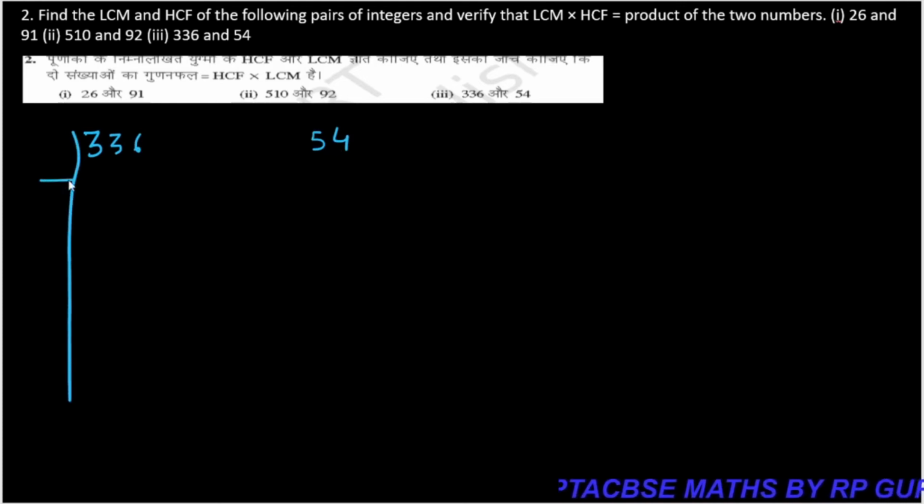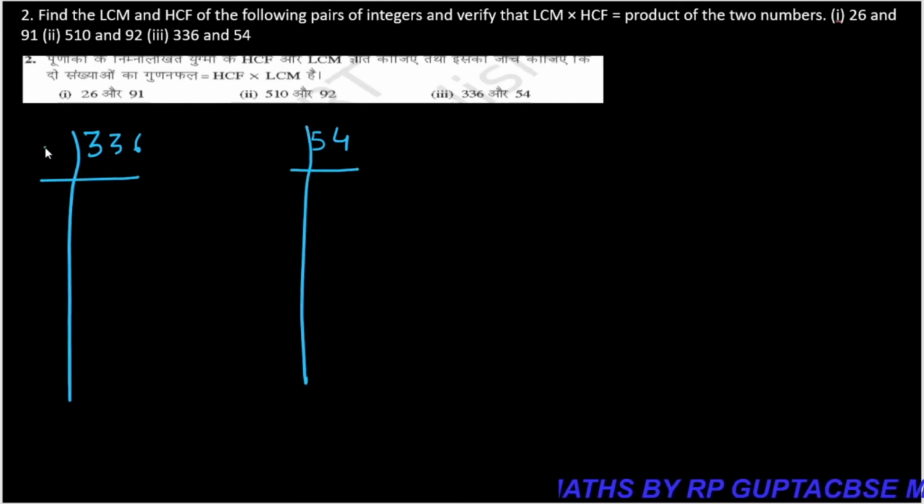So now I am going to tell you the next part, how to do the next part. For this question, again I have two numbers, 336 and 54. Again, I will apply the same method. I will do the factorization. I will divide it by 2. 2 ones are 2, 2 sixes are 12, and 2 eights are 16. This is 8.